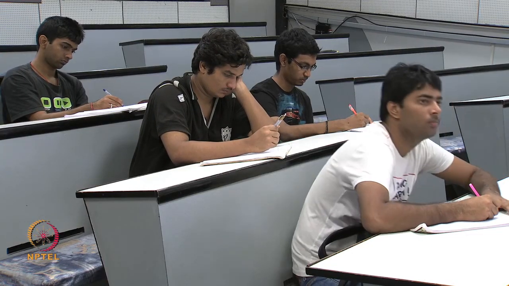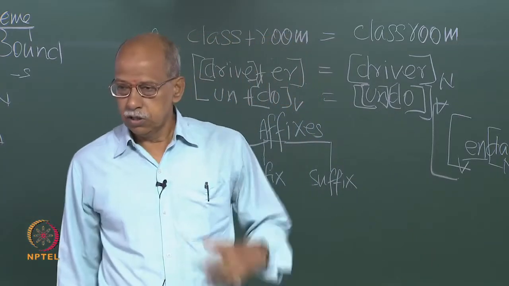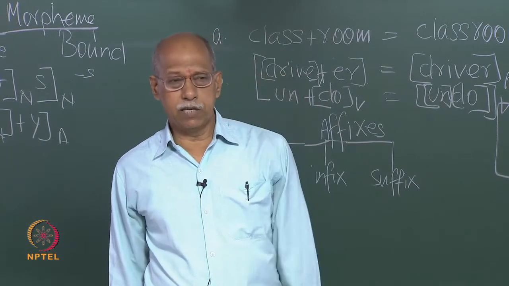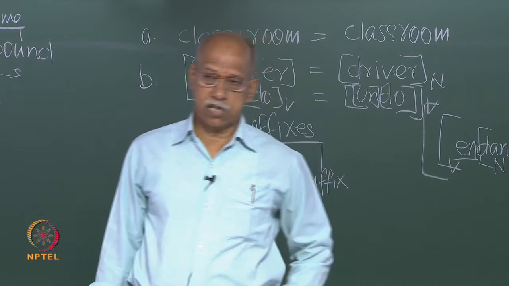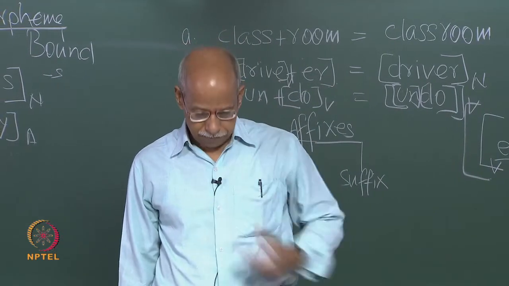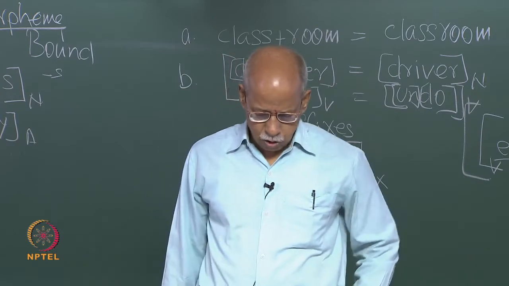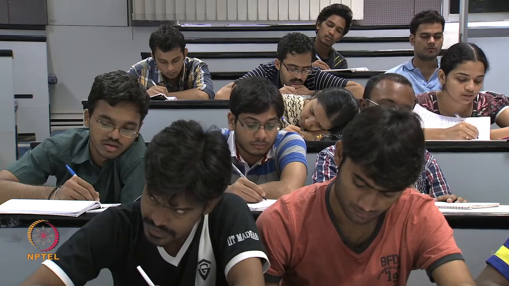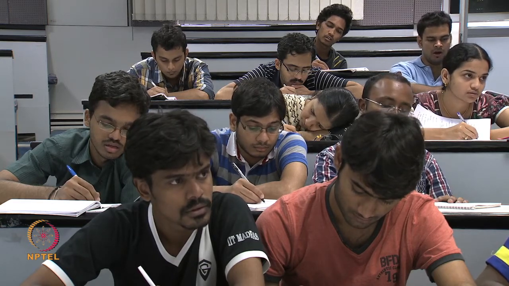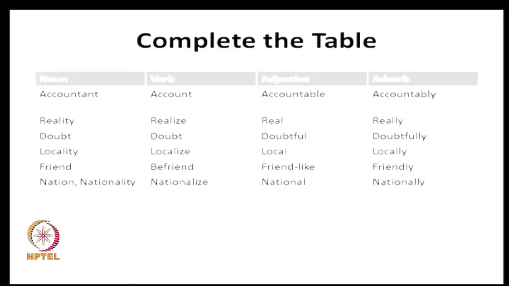I am just revising it, trying to refresh your memory before I raise questions. Many of these questions have no definite answers, but it is important that we understand these questions. So, what is the verb of accountant? Account. Okay. What is the verb of reality? Realize. What is the adjective of reality? No, that is a noun. Realization is a noun.